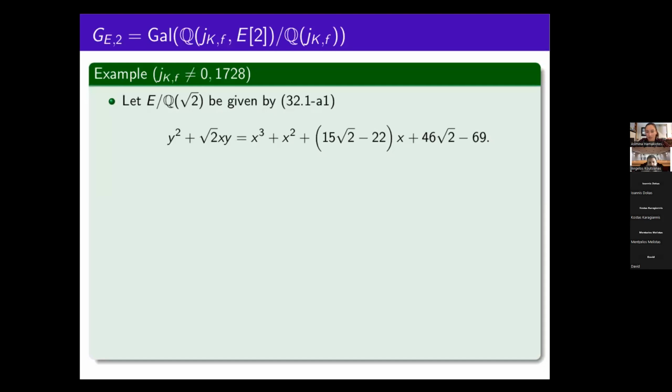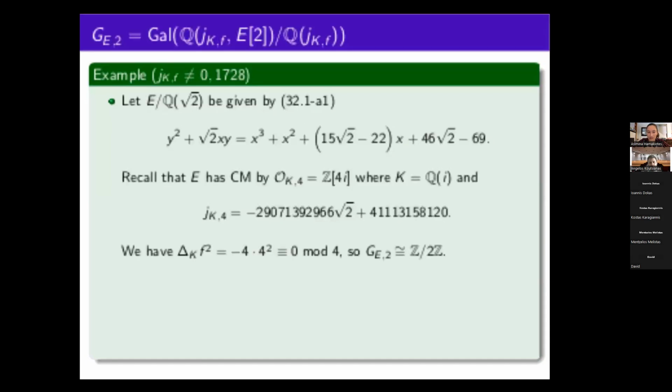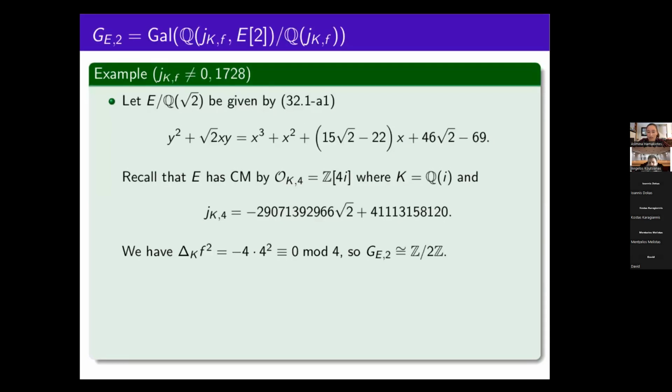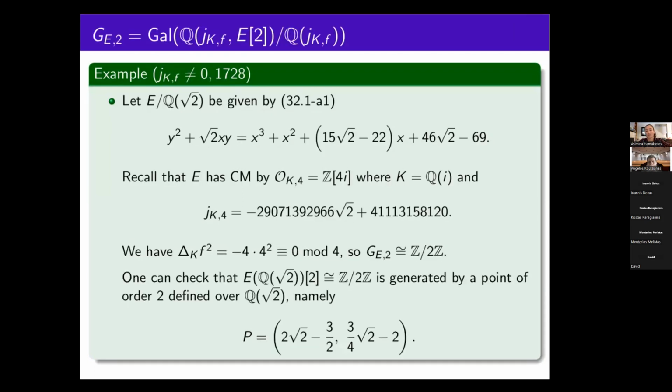But let's see an example of applying the first part. So this is the same curve we saw before. E has CM by Z bracket 4i. This is the j-invariant. So delta_K f squared in this case is minus 4 times 4 squared. This is 0 mod 4. So GE2 for this is Z mod 2Z. And we can check that this group is generated by a non-trivial point of order 2 defined over Q adjoining the square root of 2, namely this point.